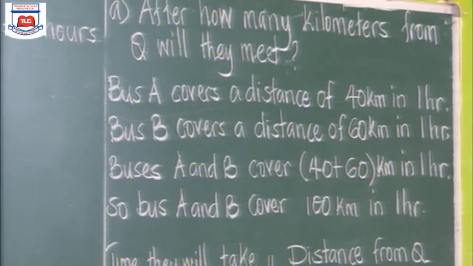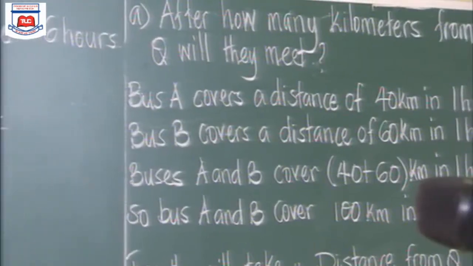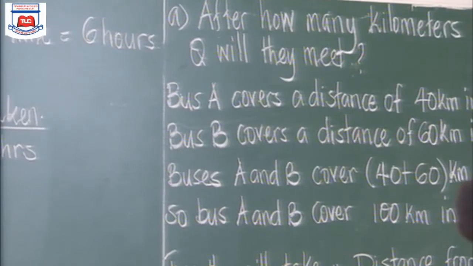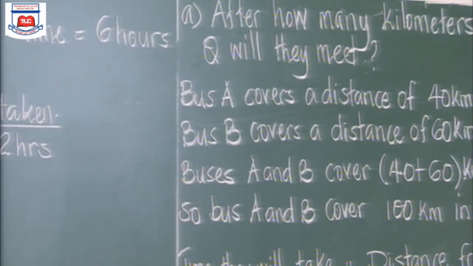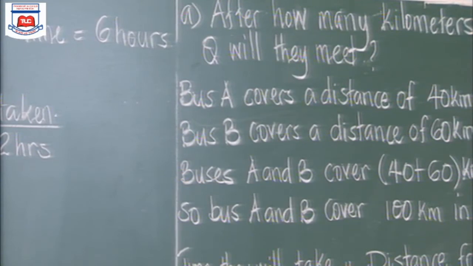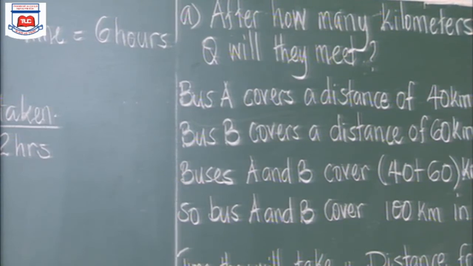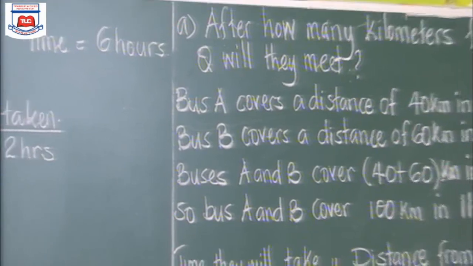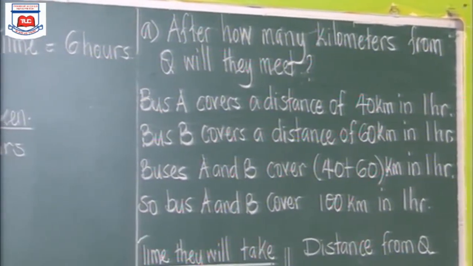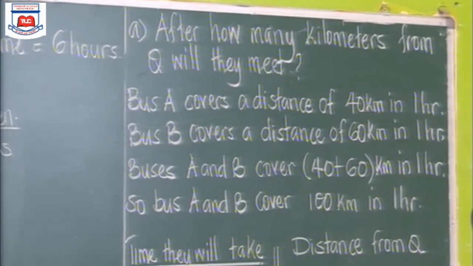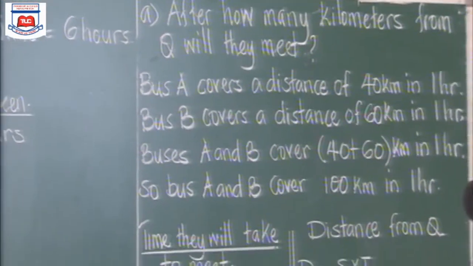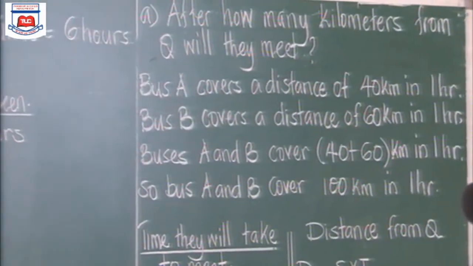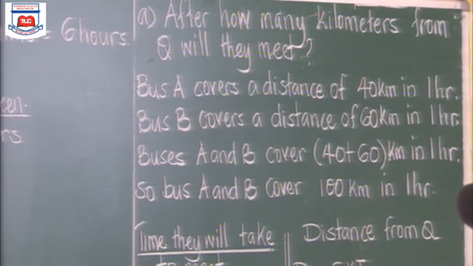It should be noted that in the first example, we looked at one-way traffic when both people, that is Betty and Richard, were moving towards Gulu. Whereas here, it's two-way. One starts from P and another one starts from Q. So we've got 2 buses A and B.